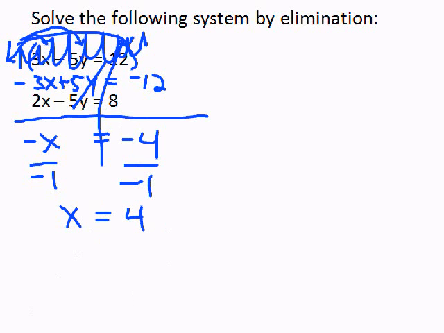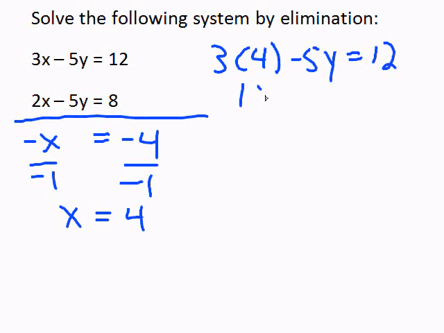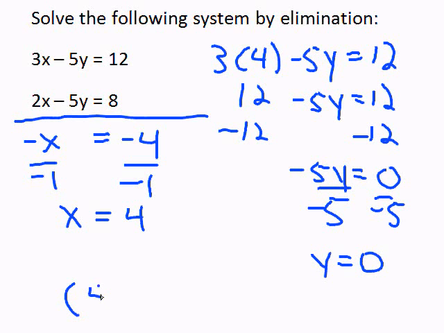I can substitute that positive 4 back into either of the original equations. So I always just choose the top one, so it gives me 3 times 4 minus 5y equal to 12. 3 times 4 is 12. Minus 5y equal 12. Subtract 12 from both sides, and I get negative 5y equal to 0. Divide both sides by negative 5. 0 over negative 5 is just 0. So my solution should be 4, 0.